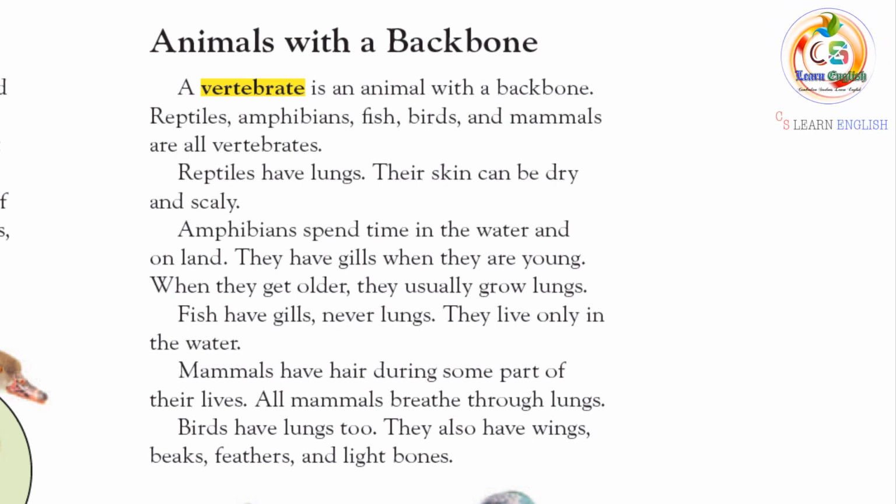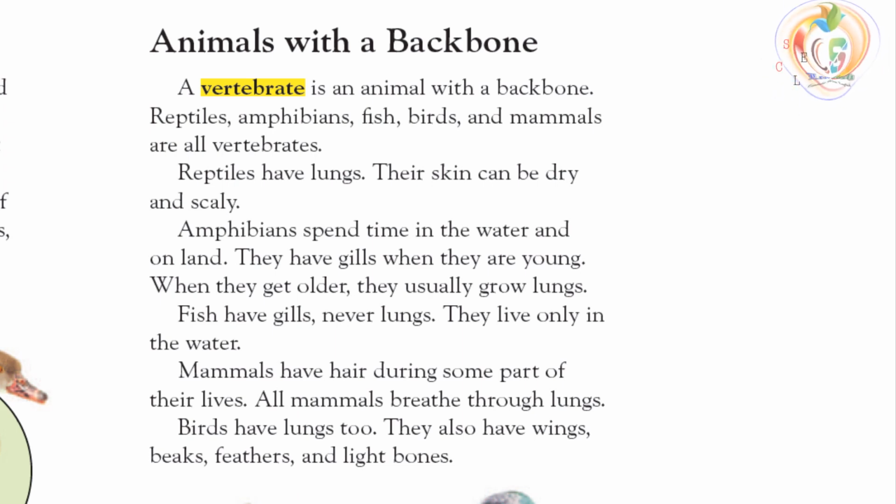Amphibians spend time in the water and on land. They have gills when they are young. When they get older, they usually grow lungs. Fish have gills, never lungs. They live only in the water.